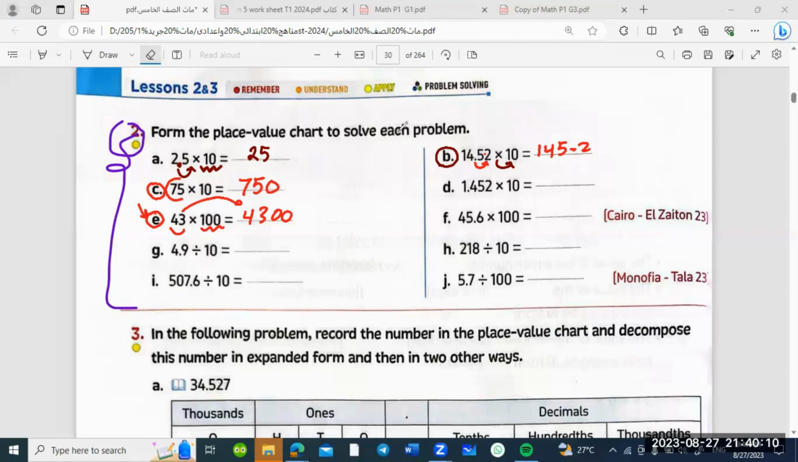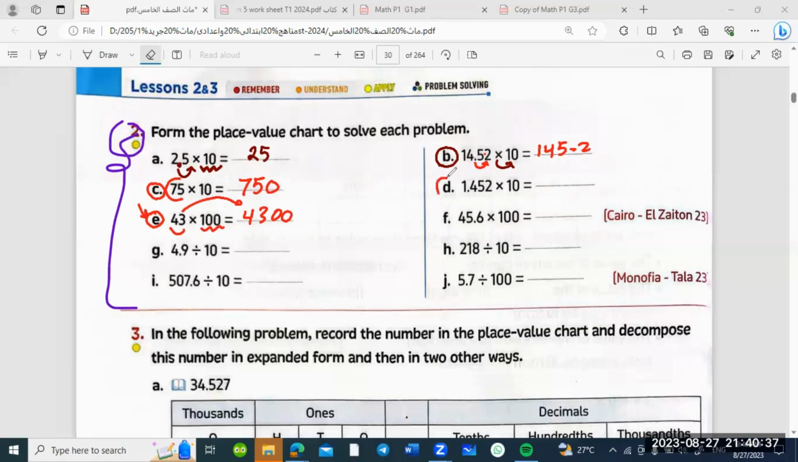2,180. Is that H, or no? No, H is dividing, not multiplying. No, Jana, I explained just this in multiplying, not dividing. Now I will move to dividing.